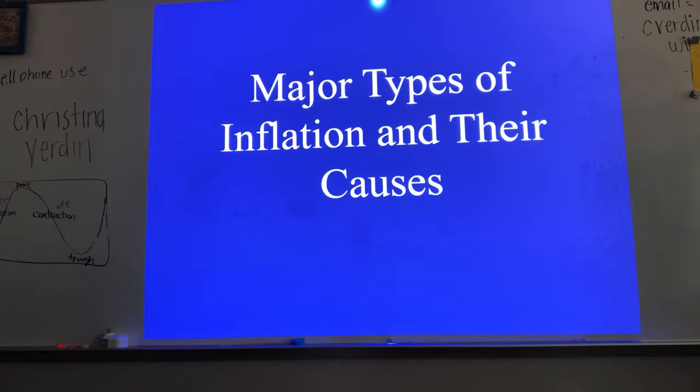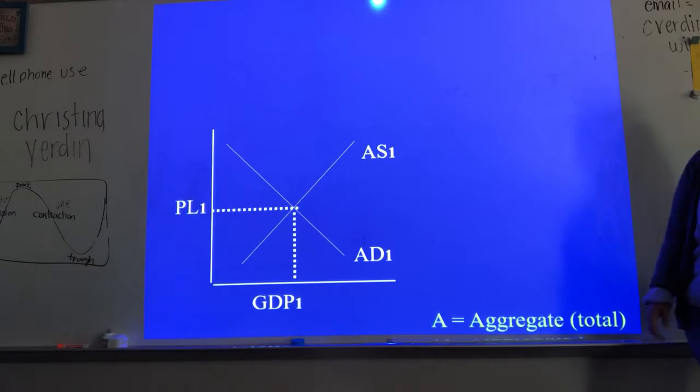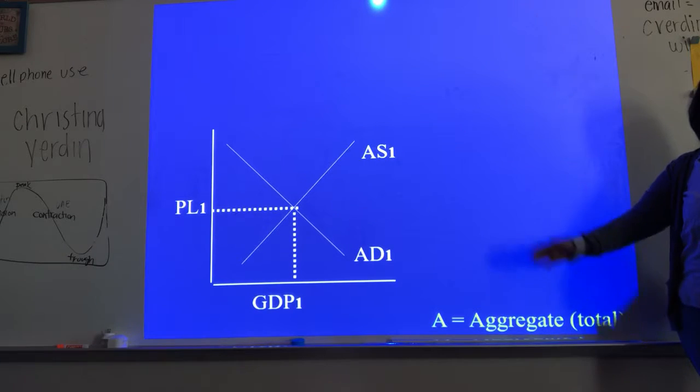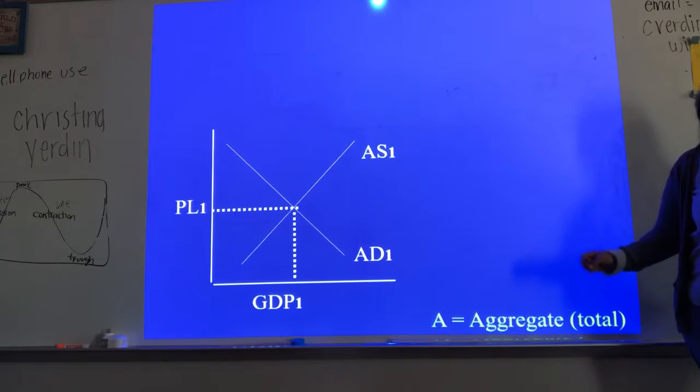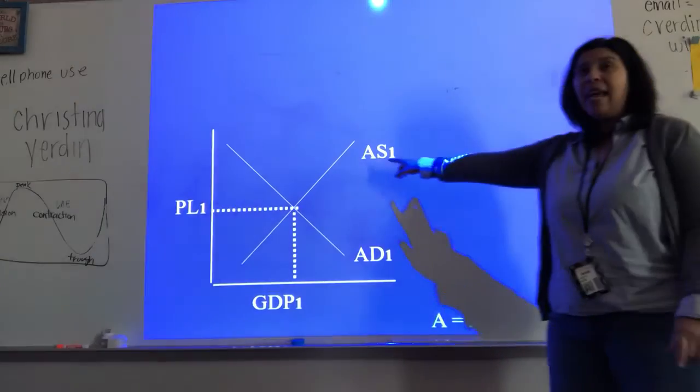So there are major types of inflation, and we're going to talk about their causes. The first one, there's a little bit of difference here, right? Do y'all see what the difference is on this chart? This is a graph we've graphed before, but what's the difference? It's the total. Aggregate supply. Do you see the A there?